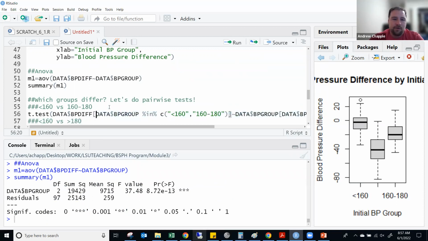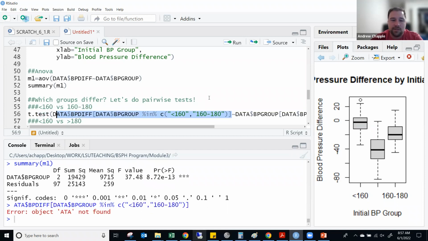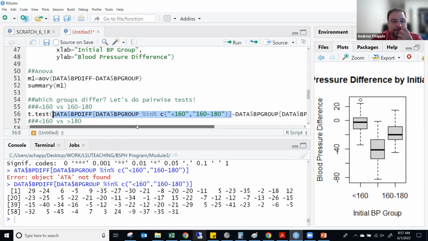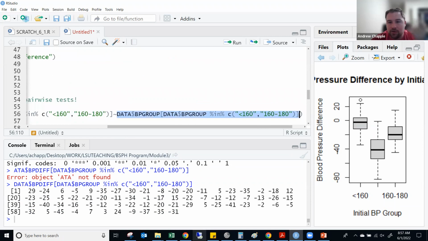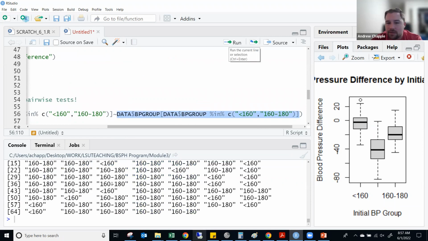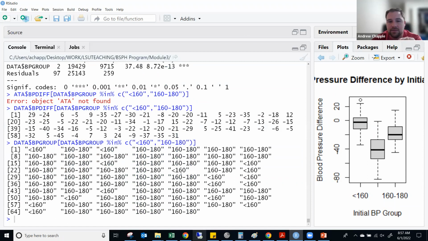I can see which ones differ. So again, how am I doing this? Basically, this is going to pull out only the BP diffs for people with a BP group of less than 160 or 160 to 180. Let me get the whole line here. That's just how I'm indexing this. So these are all those data points, and this is the blood pressure group of only those blood pressure groups. So I have to index both of these. So notice how it's only pulling out the 160s and 180s. These are also the same length, right? So this is 58, 59, 60, 61, 62, 63, 64, 65, 66, 67.